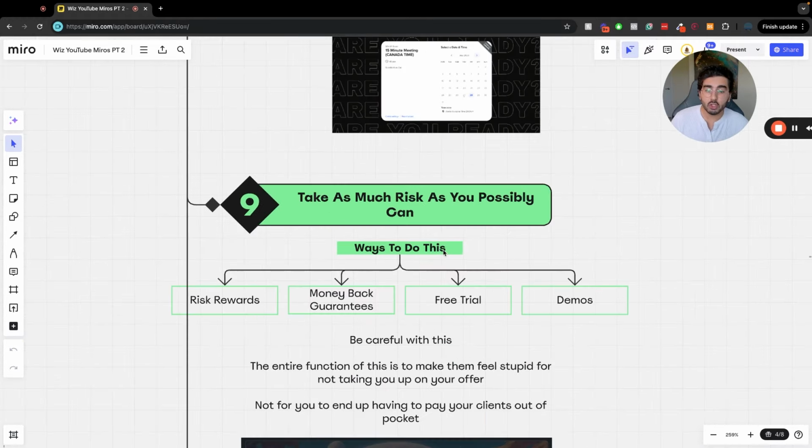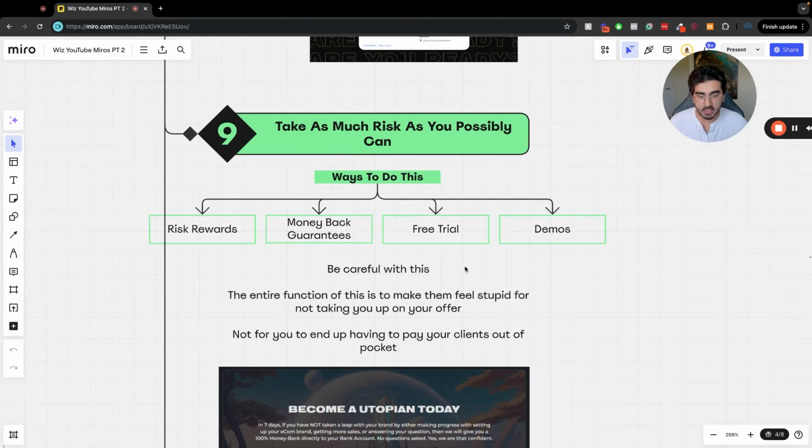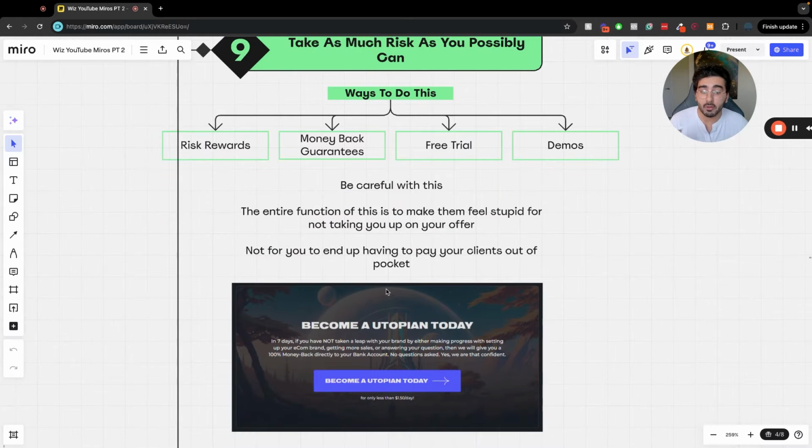Then you're going to take as much risk off of the prospect's plate as possible by using these four methods. You're going to have risk rewards, money back guarantees, free trials, demos. You can choose any of these. The entire function of this is to make them feel stupid for not taking you up on this offer.